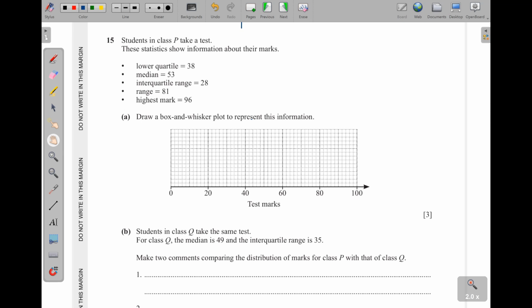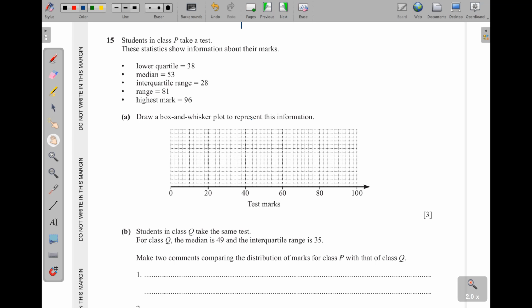Question 15. Students in Class P take a test. These statistics show information about their marks. The lower quartile is 38, median 53, interquartile range 28, range 81, highest mark is 96. Now, we are told to do the box and whisker plot.